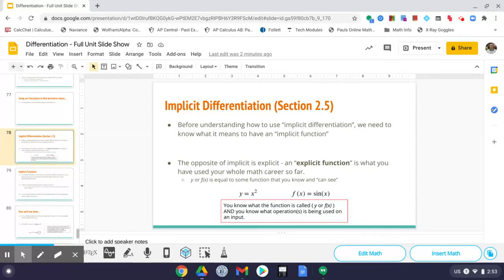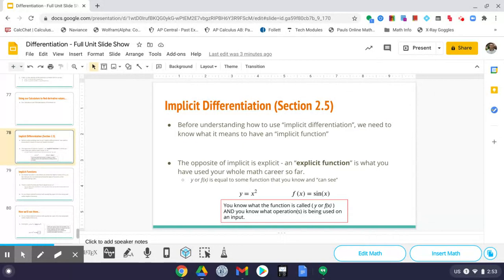Before we understand what it means to implicitly differentiate something or use implicit differentiation, we need to know what it means to have an implicit function, right? So we know how to take derivatives of functions. We've been doing that for the past couple of weeks. But in order to differentiate implicitly, I need to have a grasp on what it means for a function to be implicit. Okay, so I'm actually going to start with the opposite of implicit, which is explicit.